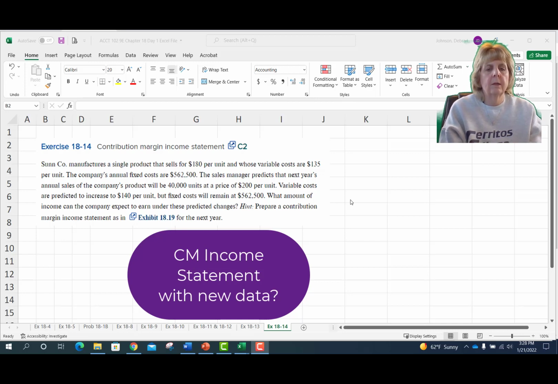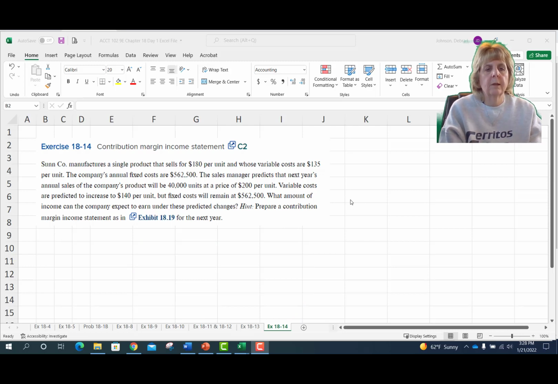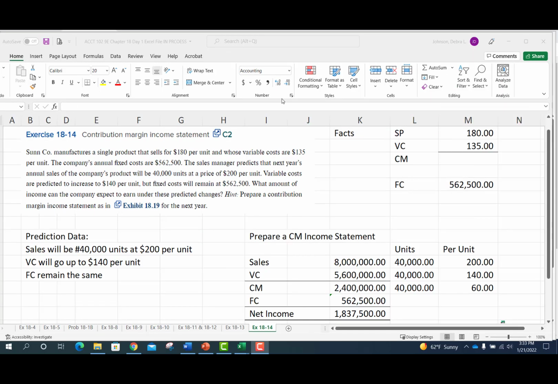And they gave you a hint. They would like you to prepare a contribution margin income statement. So let's see if you can come up with the correct answer for this one, and we'll call it a day. Take a moment to review the data. Notice that at the upper right, I wrote down the facts as I read them so I could focus my attention on whatever question the author wants to throw at me.